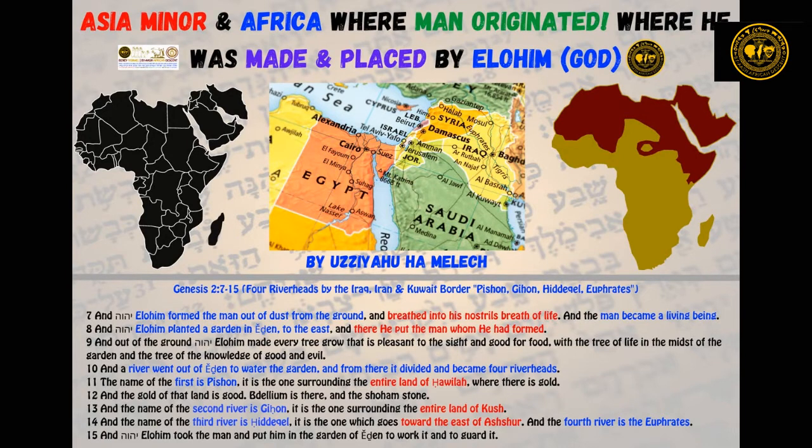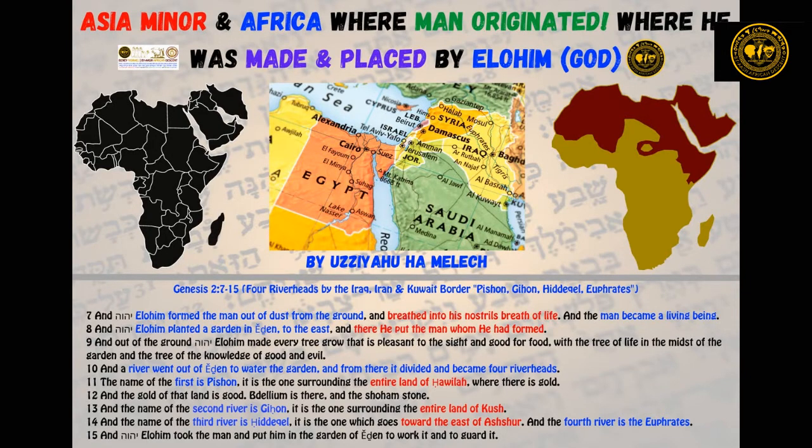So let's start with Genesis chapter 2, verses 7 through 15, where it talks about the 4 riverheads, right? By the Iraq, Iran, and Kuwait border. The rivers Pishon, Gihon, Hiddekel, and Euphrates. If you look up here, you see the Tigris and Euphrates, right? And then you see the Nile. So right here in this area, from the Iraq, Iran, Kuwait border, this is where the 4 riverheads start.